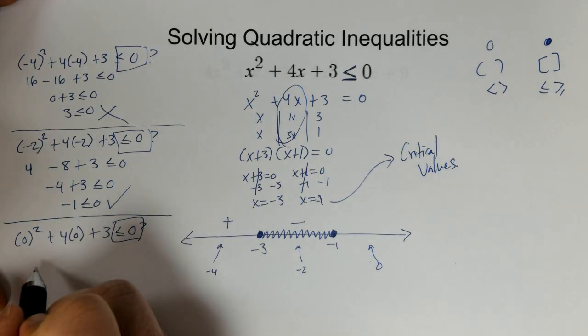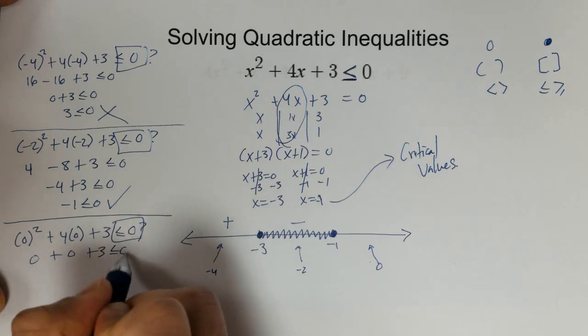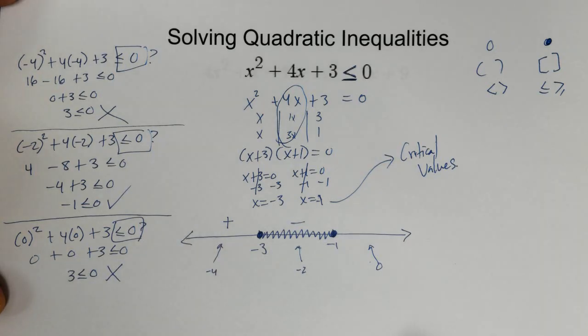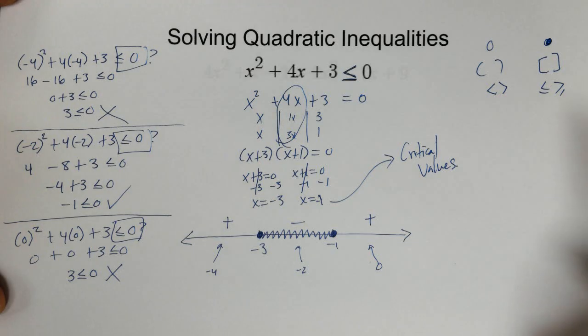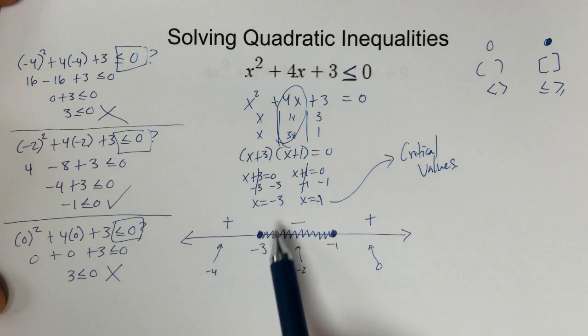Well, 0 squared is 0. 4 times 0 is 0 plus 3. Notice how we get something not less than 0. I got a positive value here. So the only part of the quadratic that is less than 0 is this range of values.